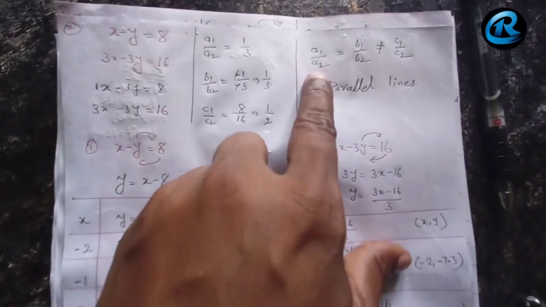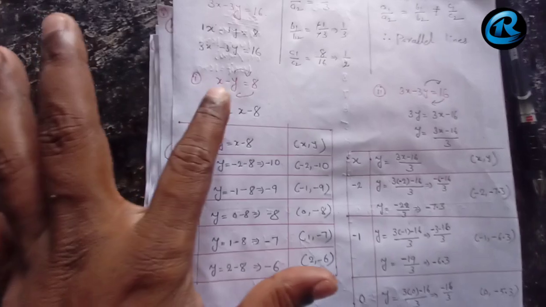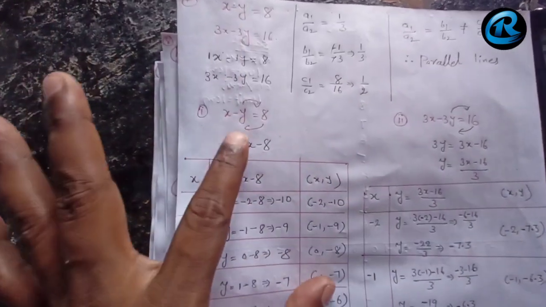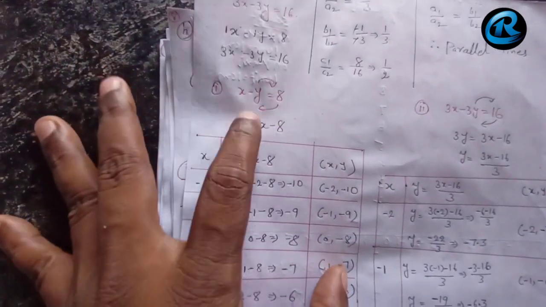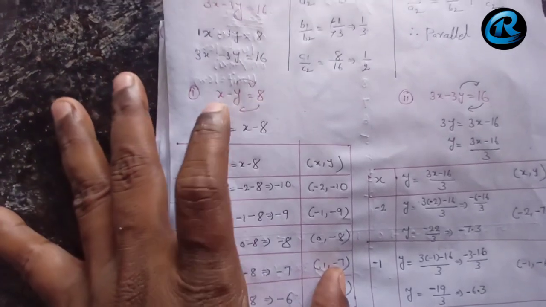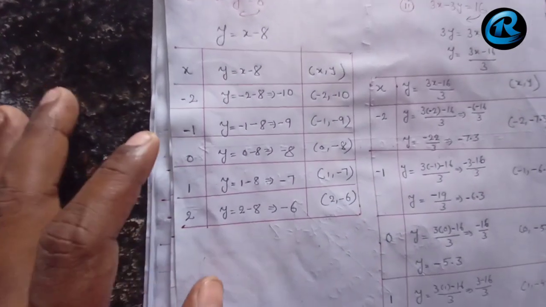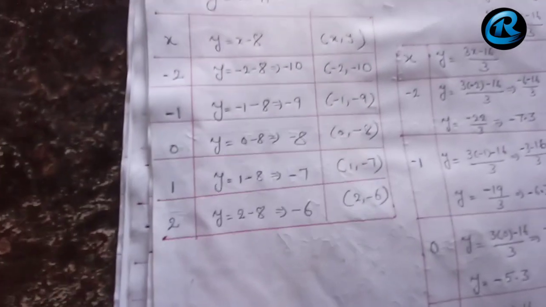So a1 by a2 is equal to b1 by b2 is not equal to c1 by c2. It is parallel lines. So make the first equation y equal to. y is negative, so you transfer this side: x, 8 value you transfer here. Minus y becomes a plus y, this plus 8 becomes a minus 8. So y equals x minus 8. Substitute, you will get 5 solutions of equation number 1.